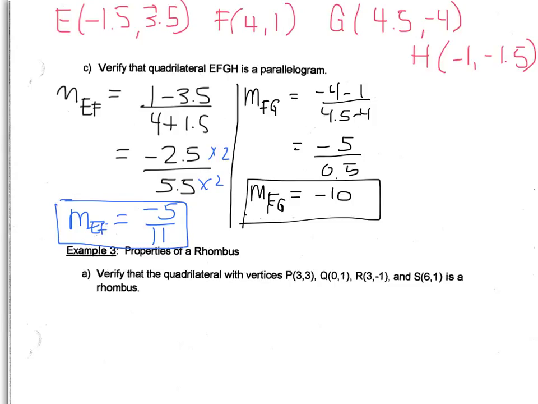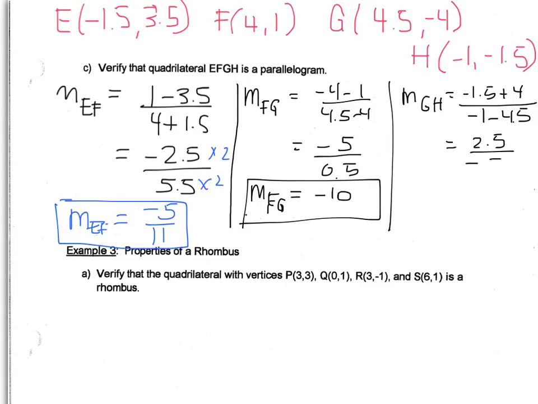So the slope of the next line segment is the line segment GH, and we are hoping that we'll get the same slope as we got for E to F. So -1.5 minus -4 over -1 minus 4.5 is going to be 2.5 over negative 5, which when you double that fraction is also equal to negative 5 over 11. It's the same thing as what we came up with. That shows those two lines are parallel. So the slope of GH is also negative 5 over 11.